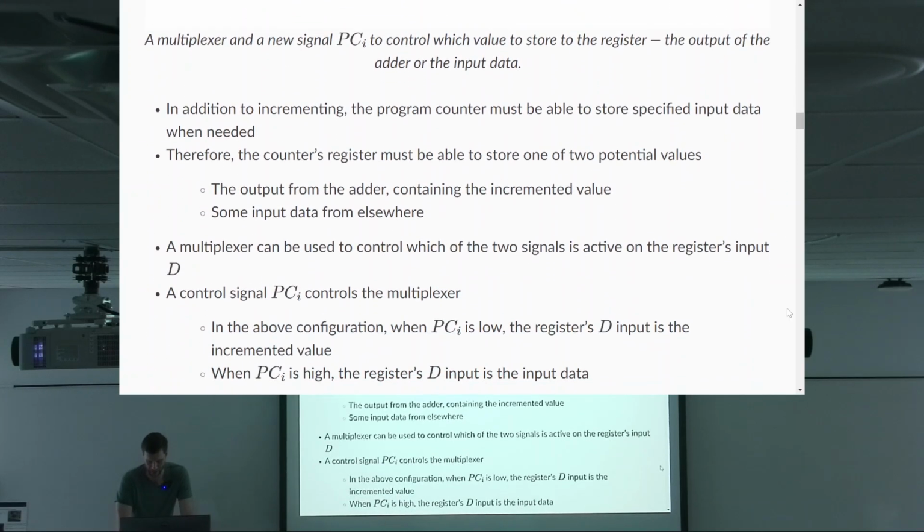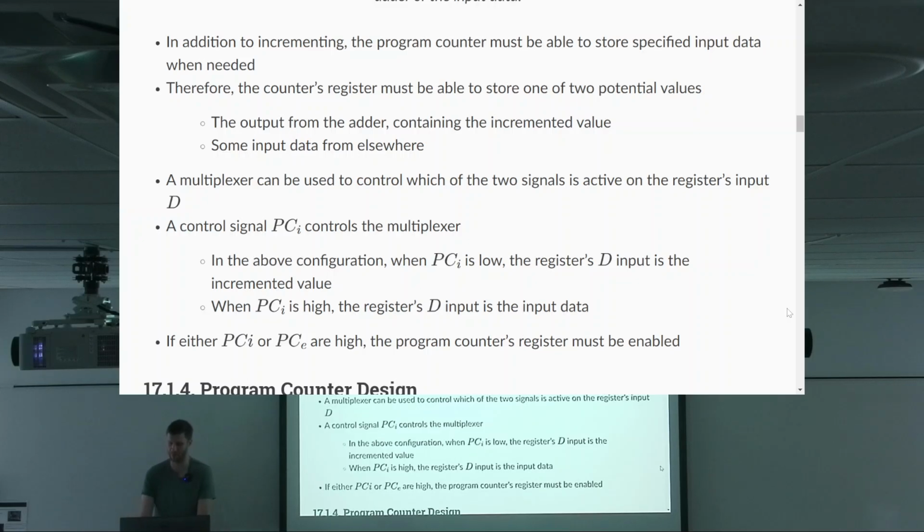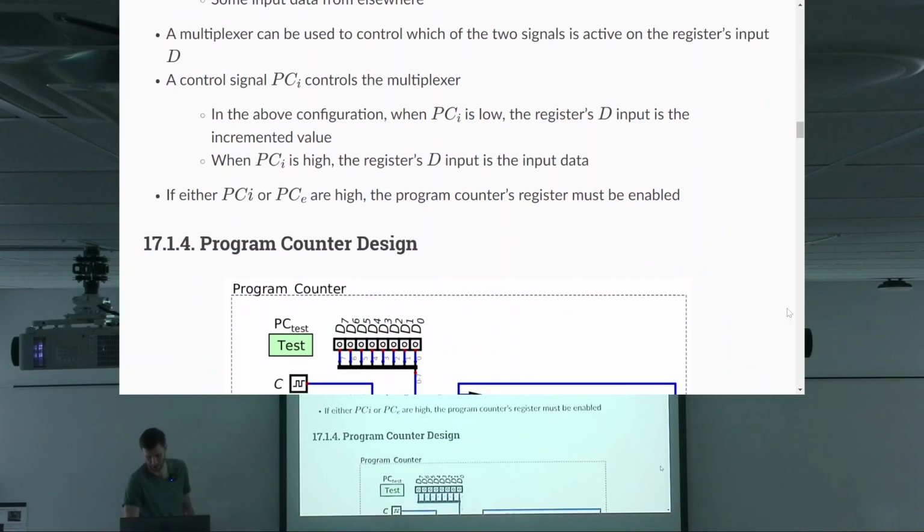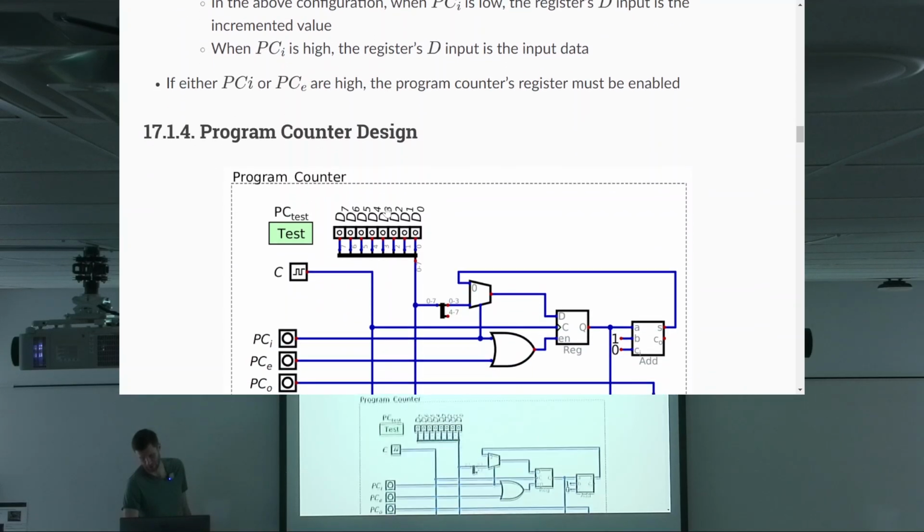Cool. So, okay, in addition to incrementing, the program counter must be able to store specific input data. Therefore, the counter's register must be able to store one of two potential values: the value from the adder containing the incremented value, or the data from elsewhere. A multiplexer can be used to control which signal we want. A program counter in controls the multiplexer, but also when we enable it. And if either program counter I or PCE is high, the program counter will be enabled.